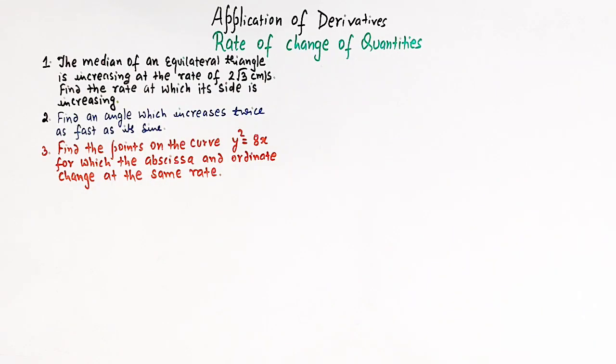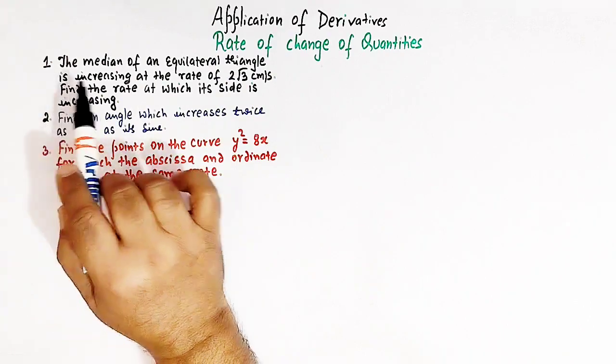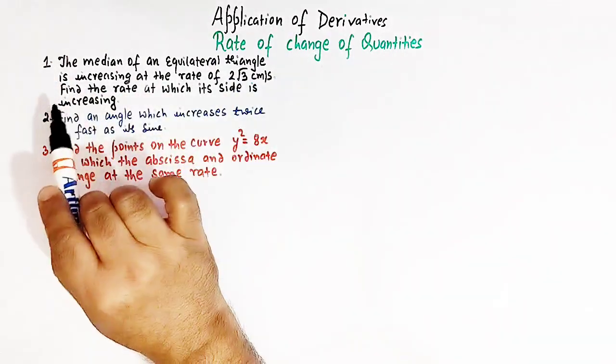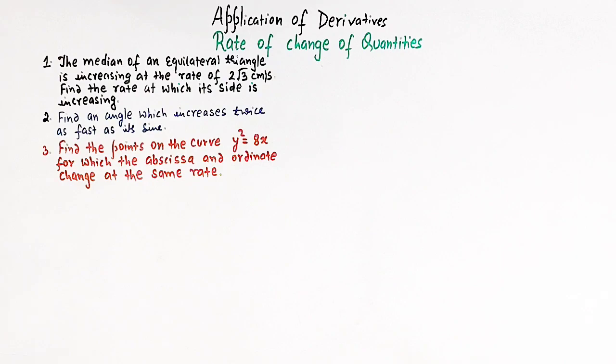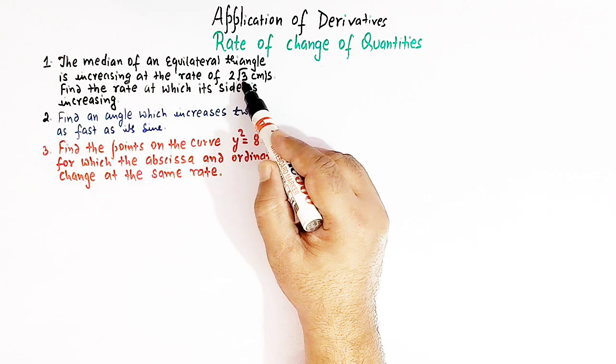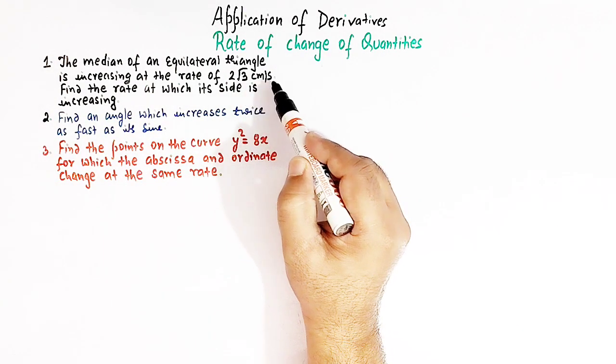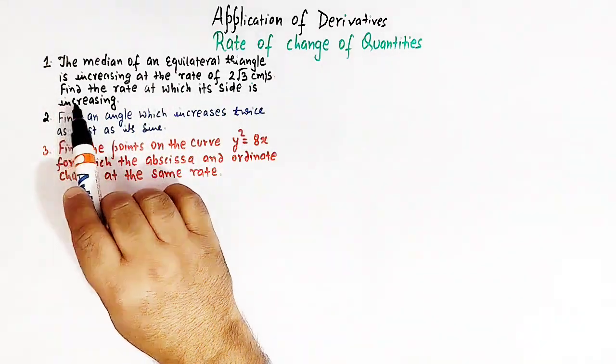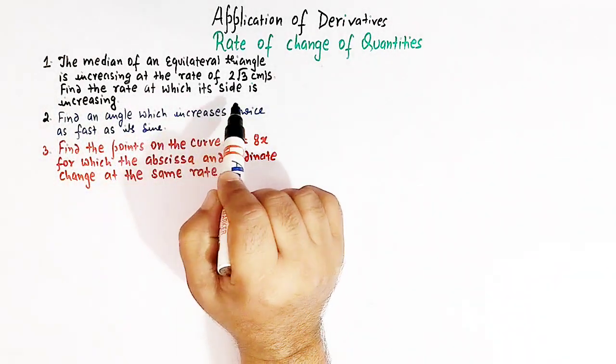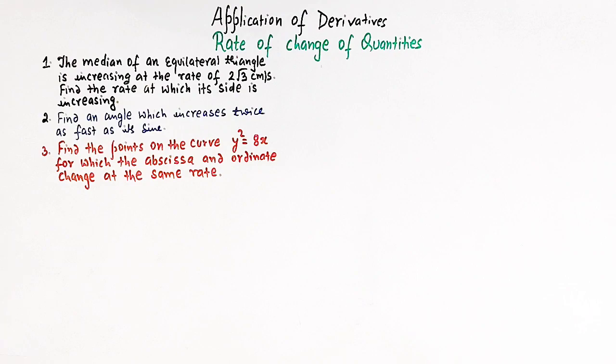Hello viewers, in today's class we are going to discuss three very important problems from application of derivatives related to rate of change of quantities, right? So let us start. So here we have the first problem. The median of an equilateral triangle is increasing at the rate of 2√3 centimeters per second, and we have to find the rate at which its side is increasing, right?